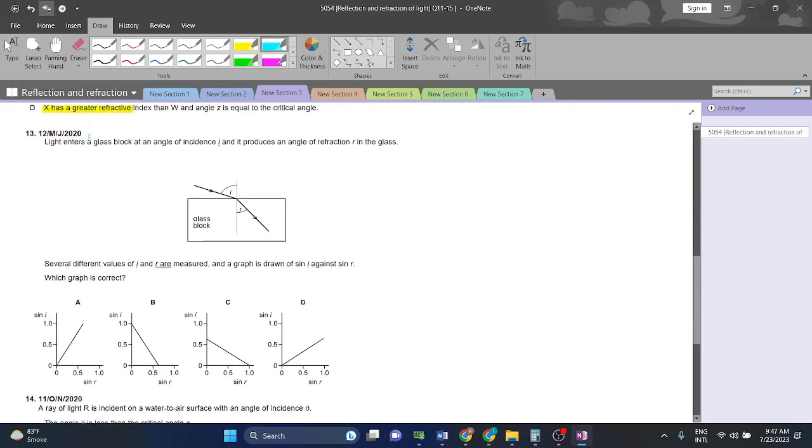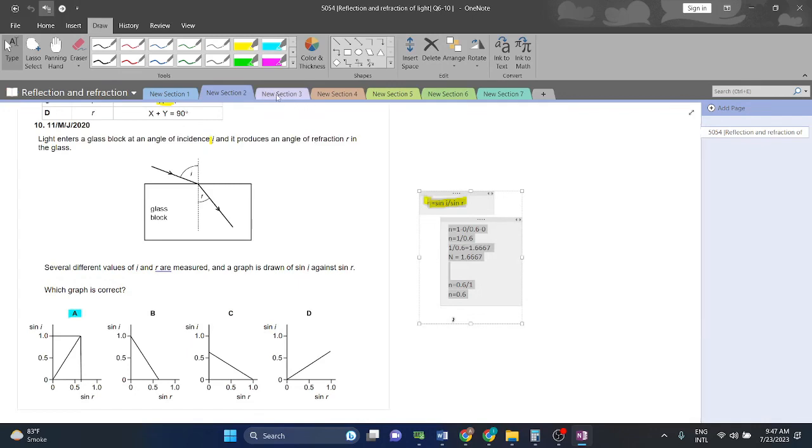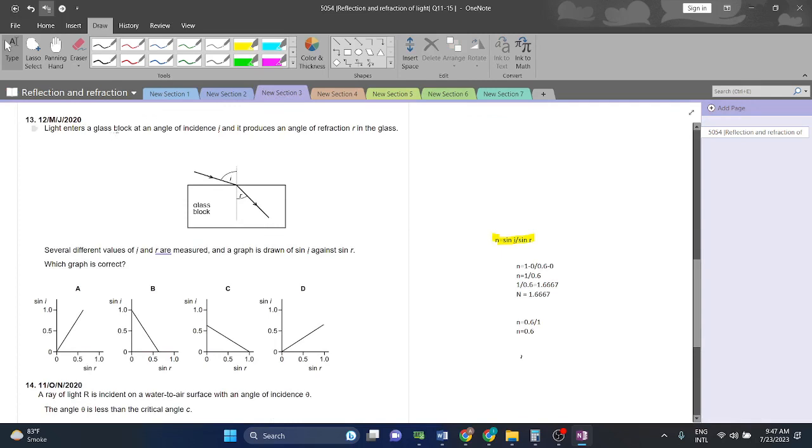क्वेश्चन 13. This is the question we did in the last video. तो ये वाला क्वेश्चन है. So let's just copy the working. अच्छा जी. As we can see, the light enters a glass block at an angle of incidence I, and it produces an angle of refraction R in the glass. Several values of I and R are measured, and a graph is drawn of I against sin R. Which graph is correct?